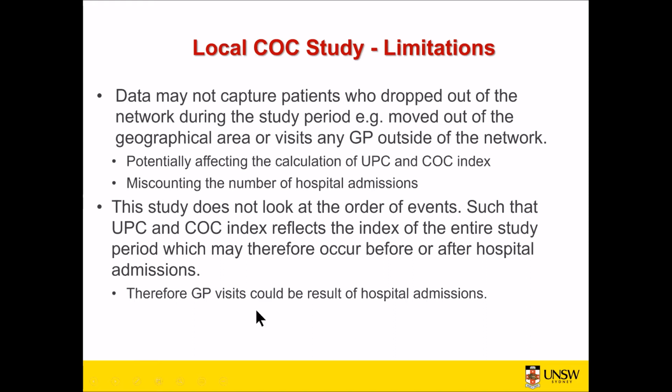After presenting the results, I just want to highlight some limitations you might want to consider before taking the results directly and saying the UPC index will really help with looking at hospital admissions for those ACS conditions. The data may not capture some of the patients that dropped out of the network. Because our data is quite geographically localized, patients may move out of the network during the study period, or other patients may move in. Those can potentially affect the calculation of the UPC or COC index, or cause miscounting of hospital admissions if they visit a hospital outside of the network.